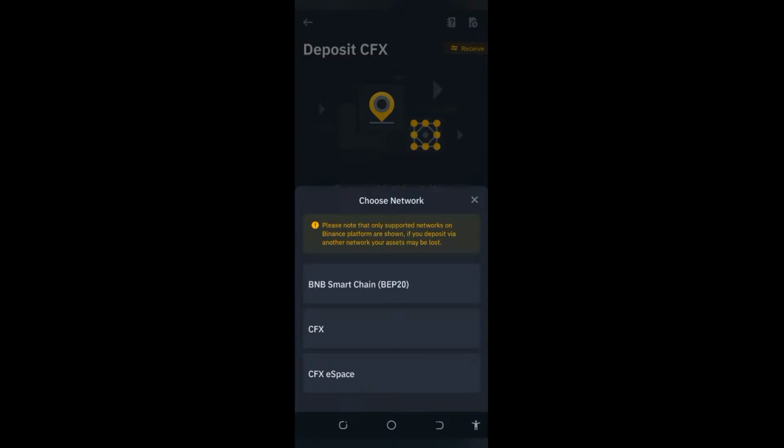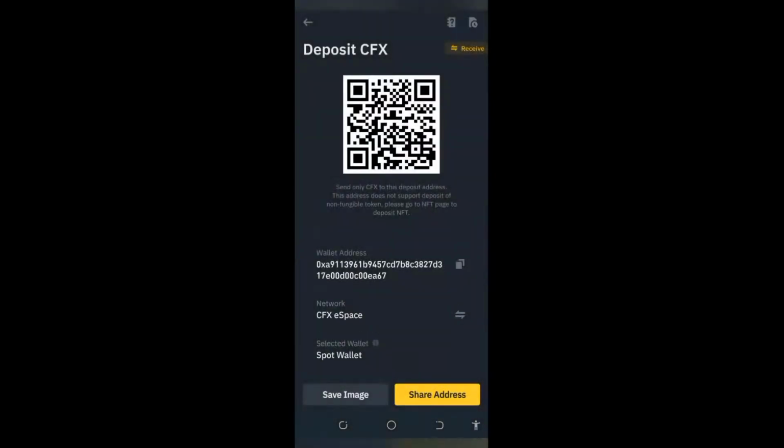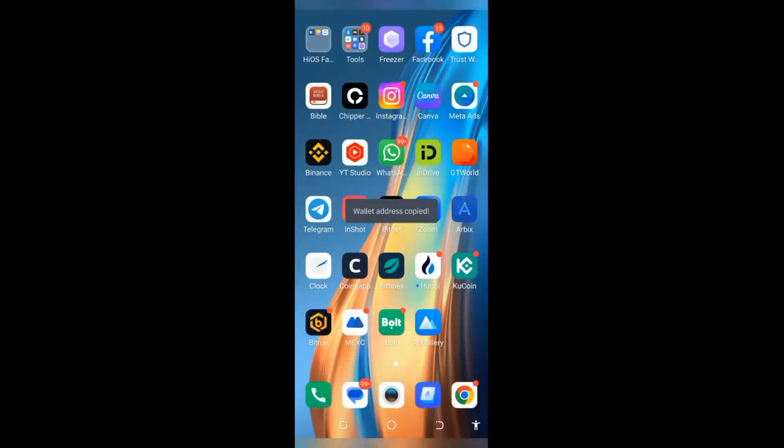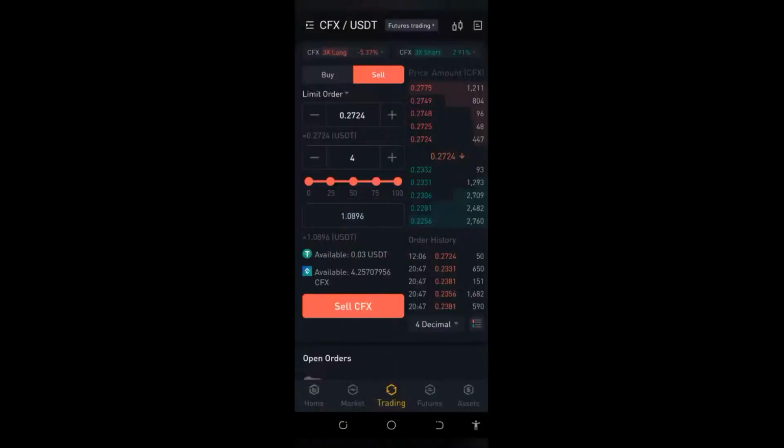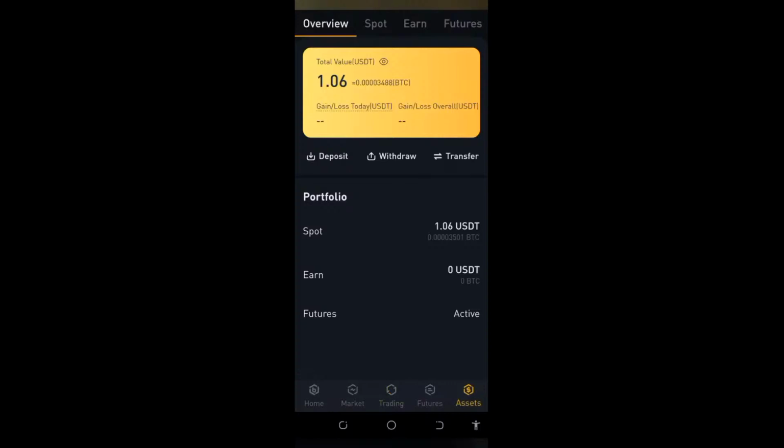But to send it over, CFX eSpace wasn't showing up. Can you see how confusing this is? Can you see how confused I was? Because there's CFX and there's CFX eSpace. Anyway, I'm choosing CFX eSpace, and then I'm just going to copy that, go back to Bitrue, and send it. That's all I'm going to do. I'm not going to keep it. Okay, sending it over. All right, so let me just withdraw.